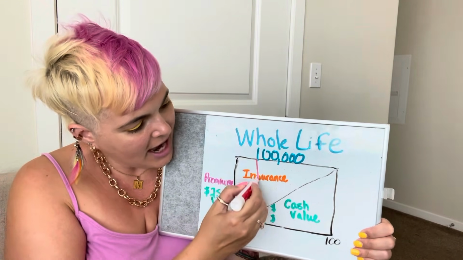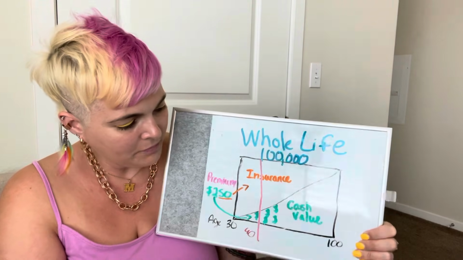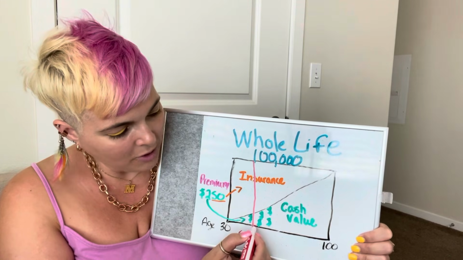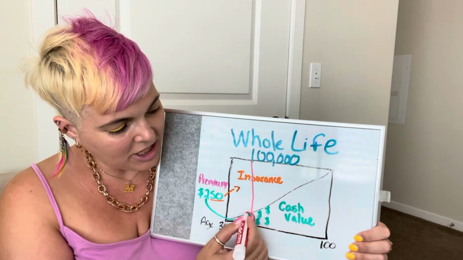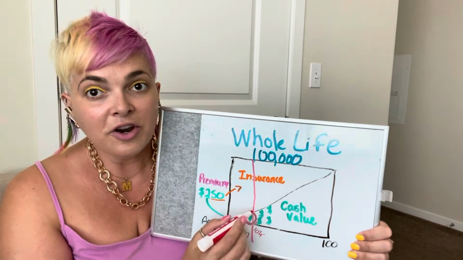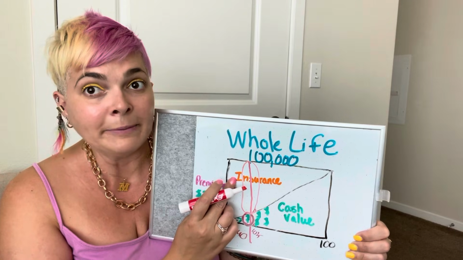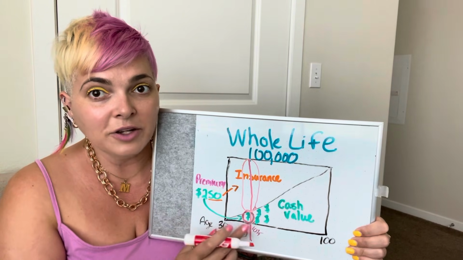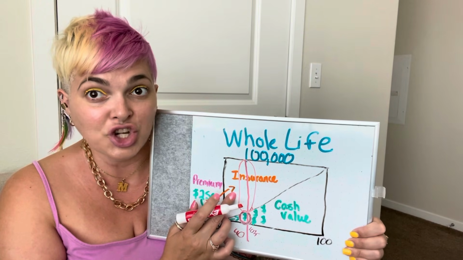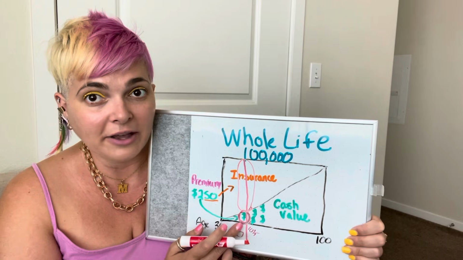If I were to die right here, okay, and let's say that's 40 years old, I don't know. If I were to die at this point, I have only saved this much cash value. Maybe that's like $10,000. The other $90,000 will come from the insurance company. So the sooner on the graph that I die, most of the money will be coming from the insurance company, and very little of it will be coming from my cash value.